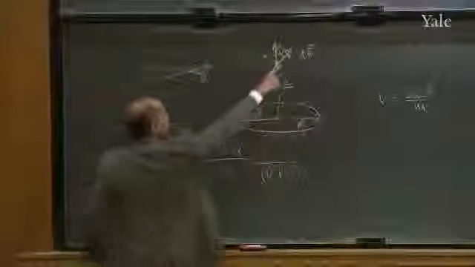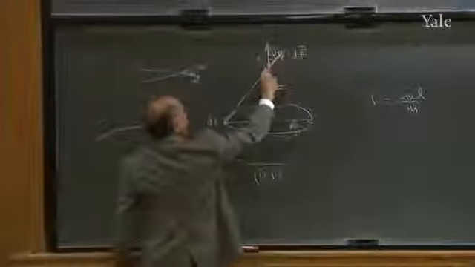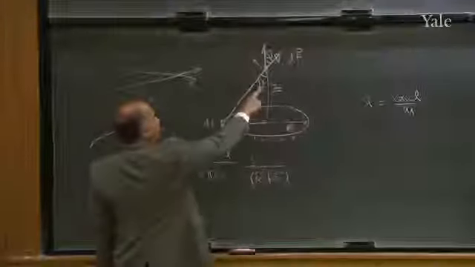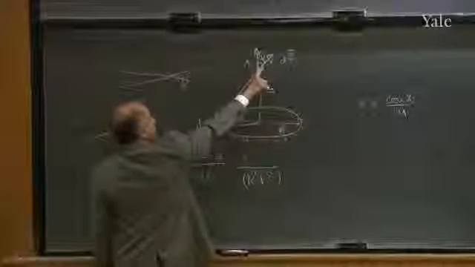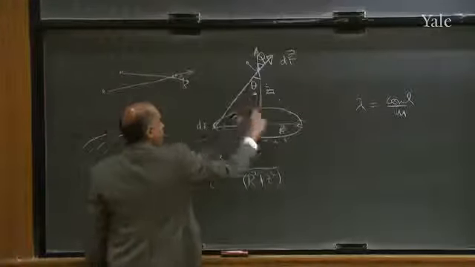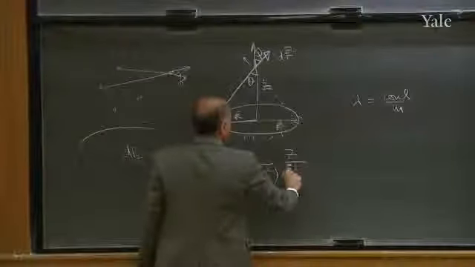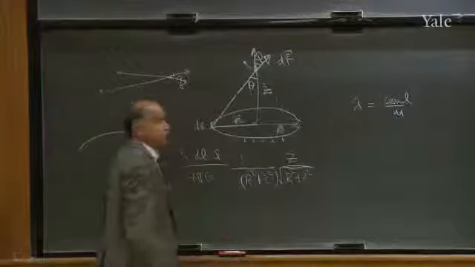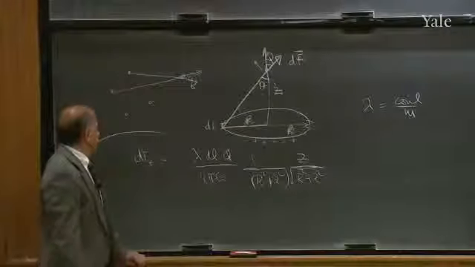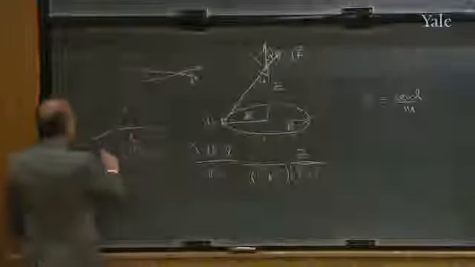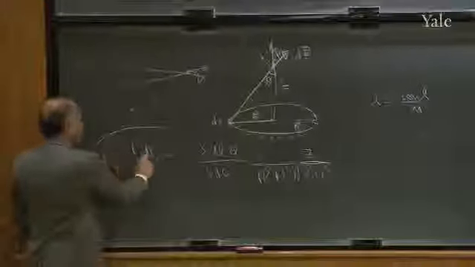For that, you have to take this force and multiply by cosine of that theta. I hope you know how to find the component of a force in a direction. It's the cosine of the angle between them. That angle is equal to this angle, and cosine of this is z divided by the square root of r squared plus z squared. That is the dF due to this segment, and the total force in the z direction is the integral of this.